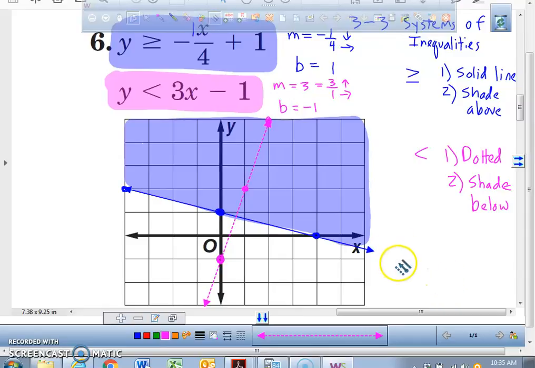Now, this is where it gets kind of tricky. It's pretty easy to see if that was the line to shade underneath it, right?